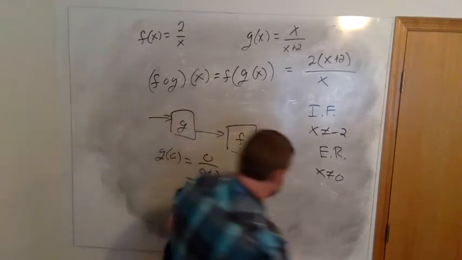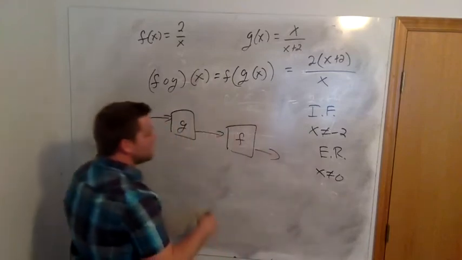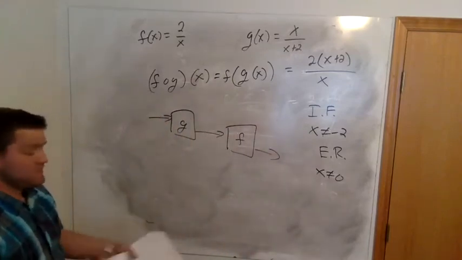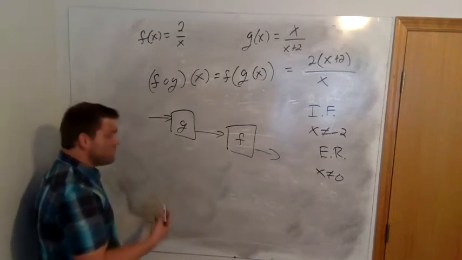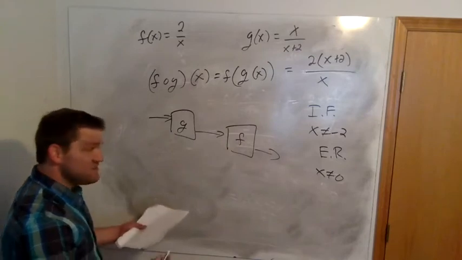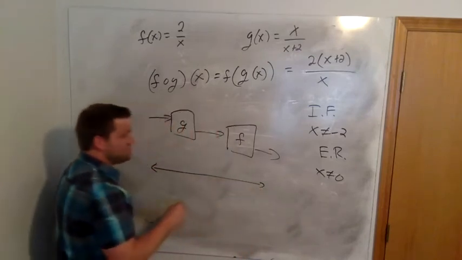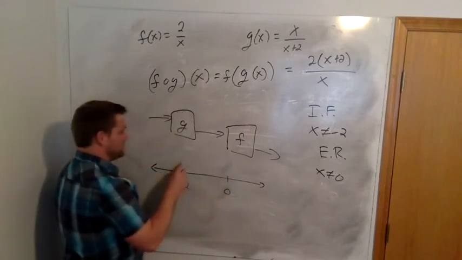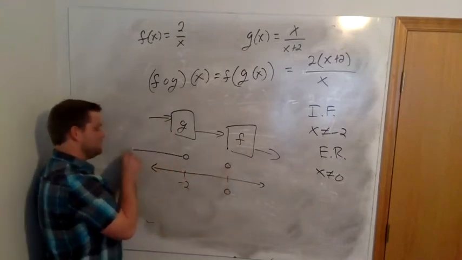So our domain. Okay. If you would like, you could just write that x can't be -2 and x can't be 0. I think it's nice to see a number line. You don't have to always do this. I always try to show a lot of gory detail when I can. So if we were to sketch this, x can't be -2, x can't be 0.